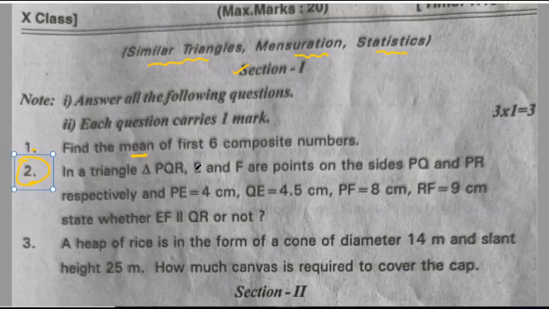Second question, in triangle PQR, E and F are the points on the sides PQ and PR respectively, and PE is 4, EQ is 4.5, PF is 8 and RF is 9 centimeters. State whether EF is parallel to QR or not.